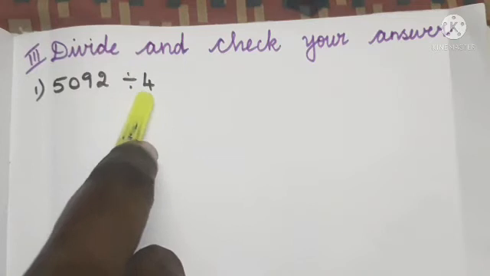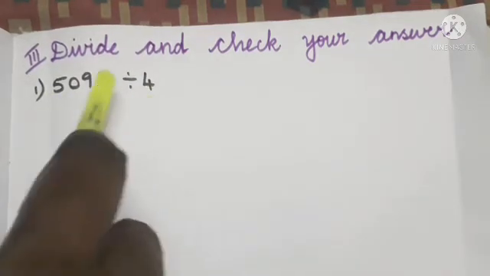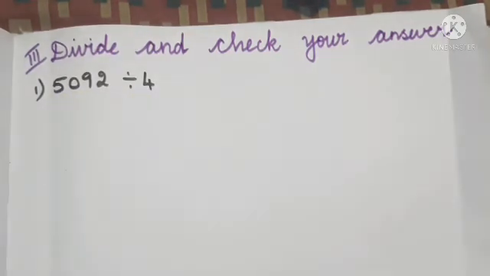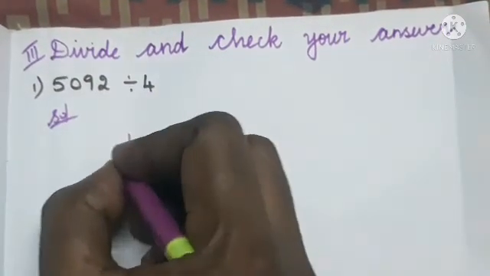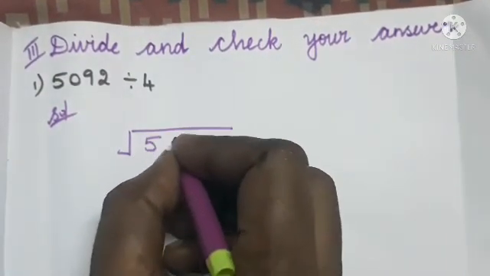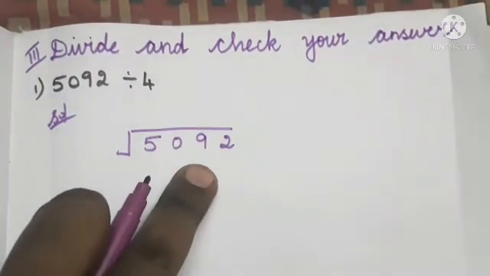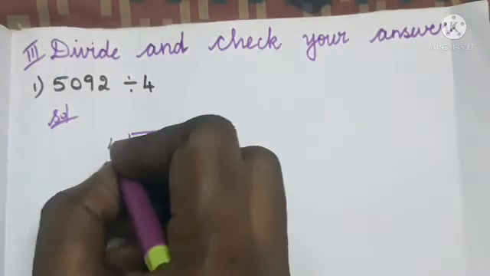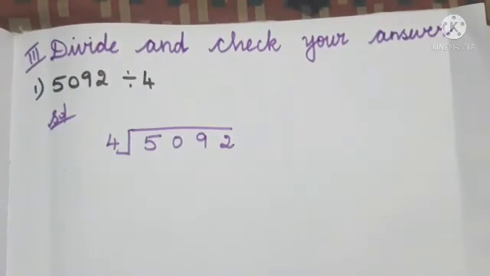So the first question we have is 5092 divided by 4. Here we are going to divide a 4-digit number by a single-digit number. First we have to write the solution and draw it like this for the division problem, and place the dividend. That means 5092 is the dividend, and we write it inside. 4 is the divisor, and we write that 4 outside, at the left side.